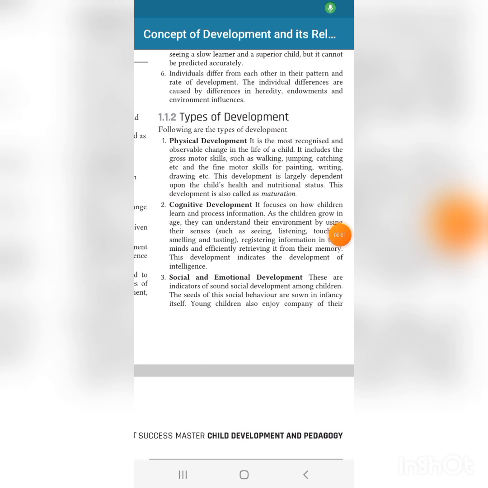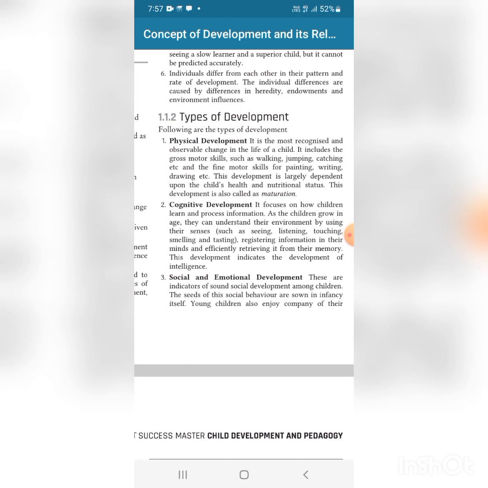So let's discuss cognitive development. First of all, what does the term cognitive mean? Cognitive means to know. It is also denoted as the mental ability of an individual, just like how we start recognizing direction after walking on a path several times. It focuses on how children learn and process information.